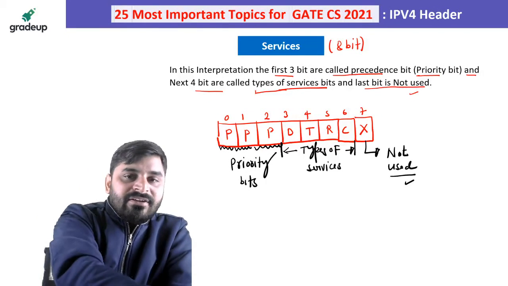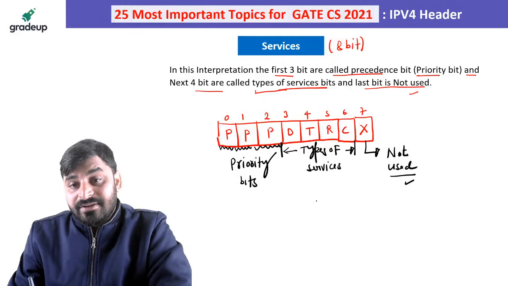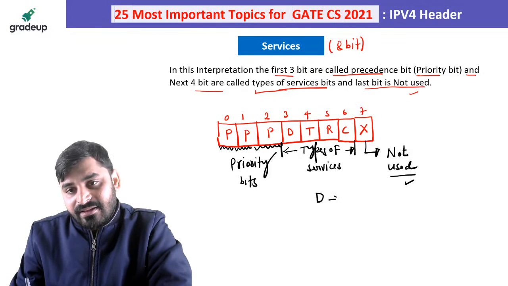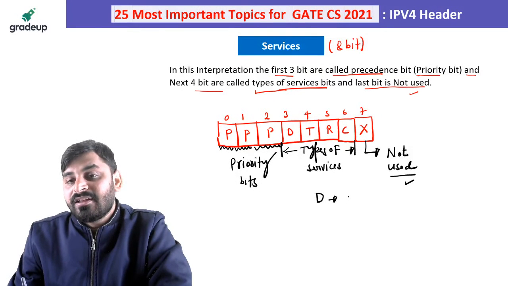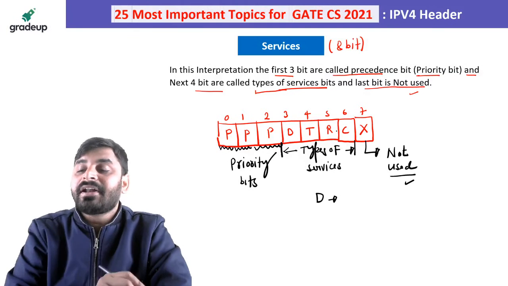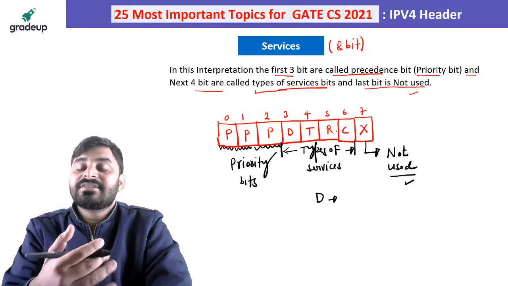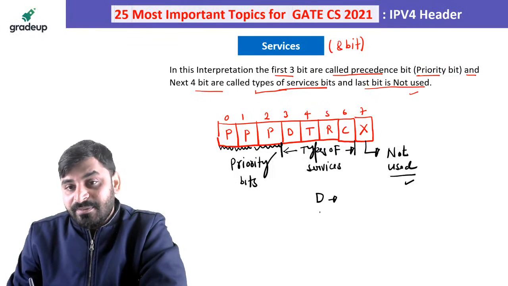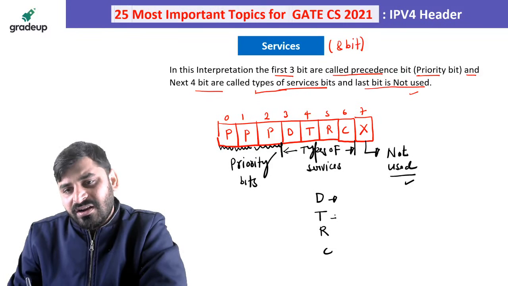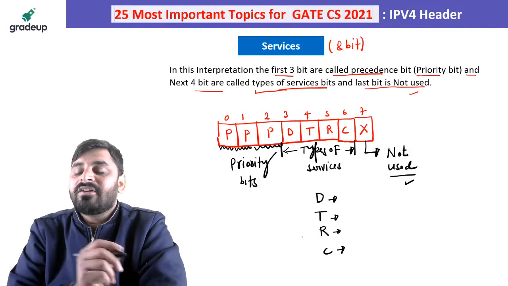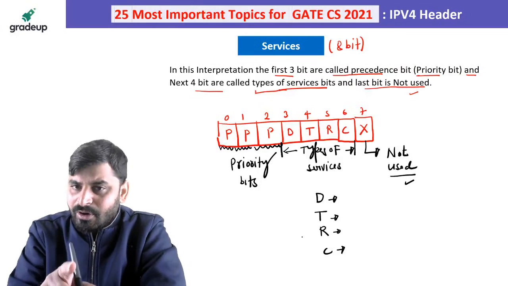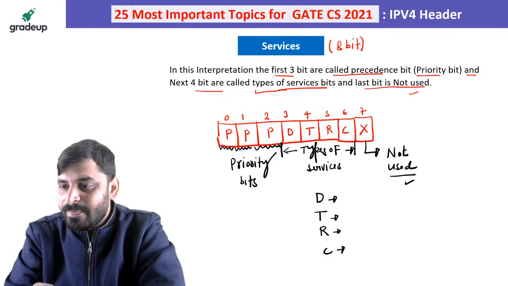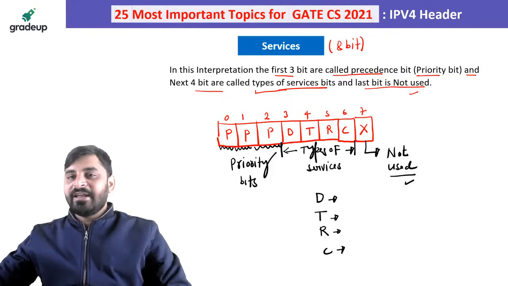So actually my dear friends, this D means delay. D means delay. So there are 4 types of services that IP offers to you. D means delay, T means throughput, R means reliability, C means cost. Tell me one thing, if you are sending a packet from source to destination, do you want delay minimum or maximum? Delay means time. Can you tell me, you want delay minimum or maximum?